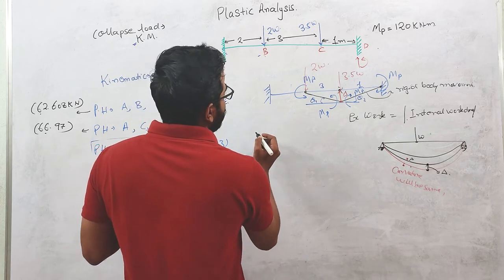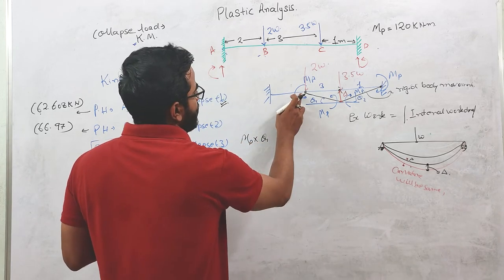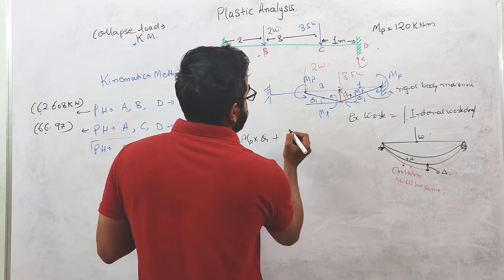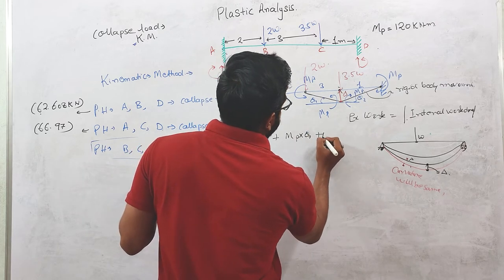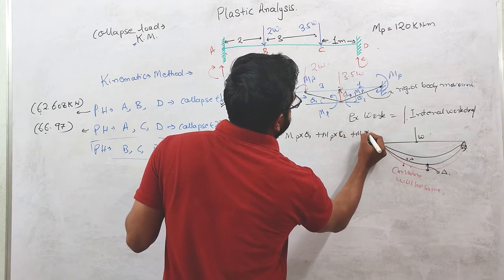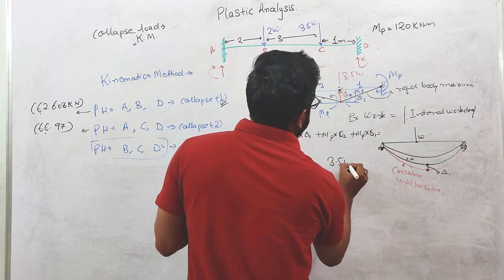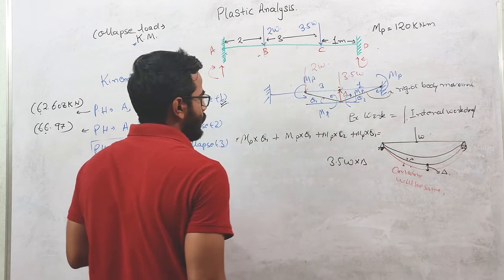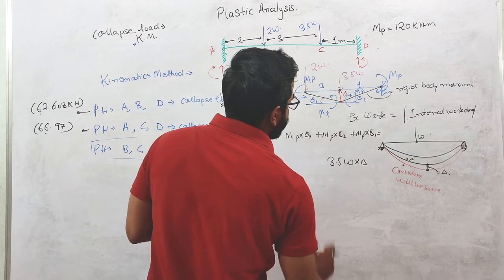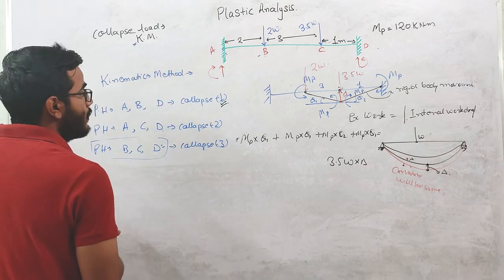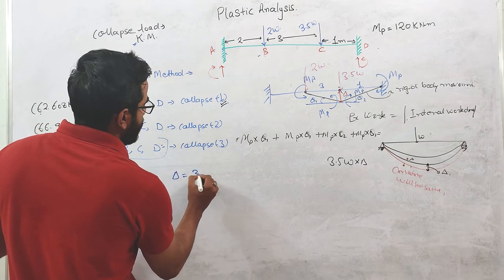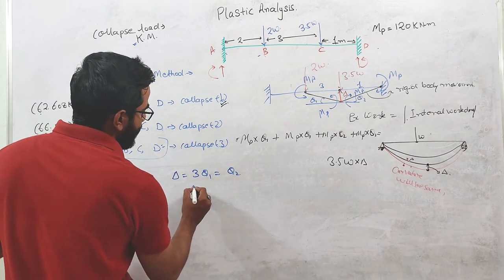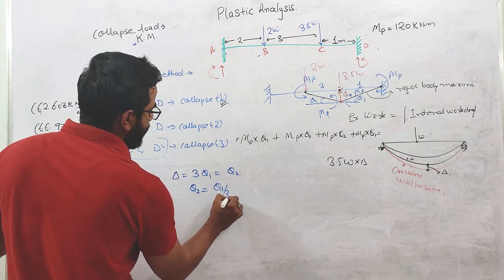Now, if you put the values in this equation, I can write MP into theta 1 at this point. This is internal work done. I'm keeping the mod, so I'm not keeping the sign. Plus MP into theta 1 again at this point, plus MP into theta 2, plus MP into theta 2, and this will be equal to 3.5 W into delta. At this point the deflection is zero, so delta is zero, so the work done due to this force will not come. So what is the relation between theta 1, theta 2 and delta? We need to find. Delta will be equal to 3 theta 1, and this will also be equal to theta 2, through trigonometry. So theta 2 is equal to theta 1 by 3, right?